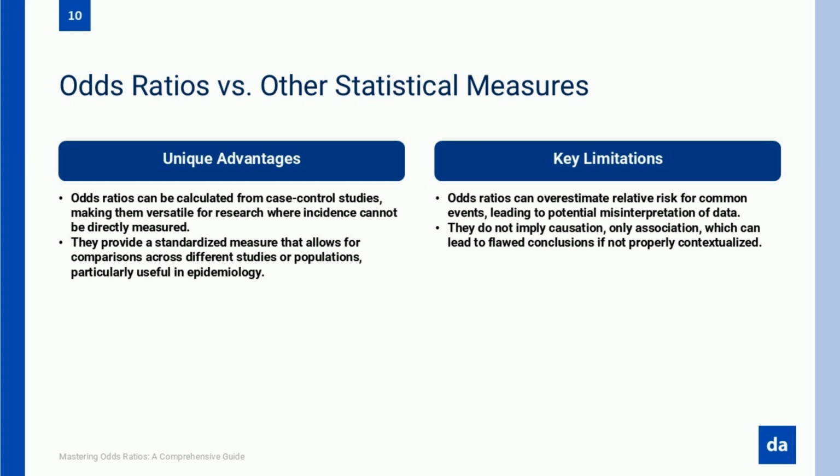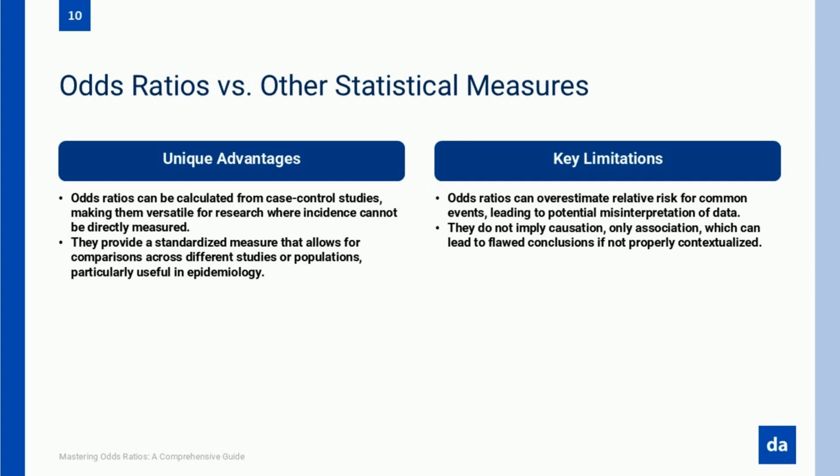But here's where it gets interesting. The relationship between odds ratios and relative risk isn't always straightforward. When events are rare, odds ratios closely approximate relative risk, making them a reliable measure. However, for common events occurring more than 20% of the time, odds ratios can overestimate the relative risk. This discrepancy can lead to misinterpretation of data if not properly understood.